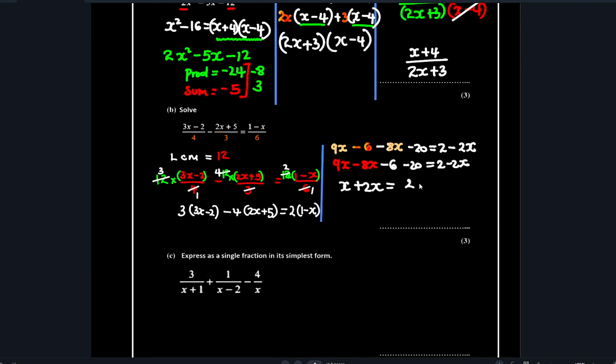I've decided to take negative 6 and negative 20 on the other side and bring 2x on this other side, because on the right hand side you can see there's negative 2x, but when it comes on the left hand side of the equal sign, it is going to become addition. That's why we have x plus 2x equals to 2 plus 6 plus 20. So if we simplify that, we're going to get our answer 28 over 3.